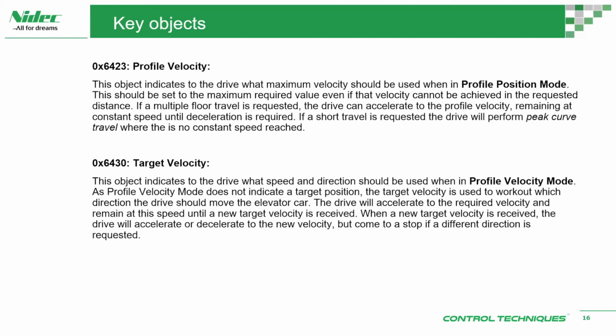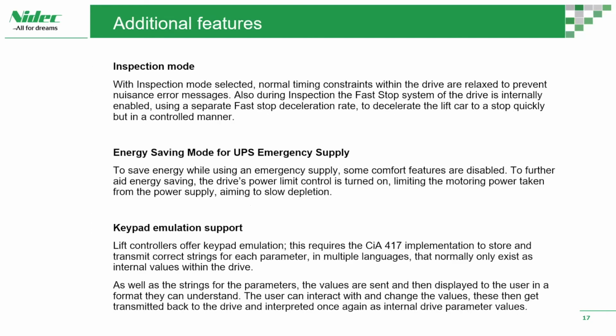Target velocity 6430. This object indicates to the drive what speed and direction should be used when in profile velocity mode. As profile velocity mode does not indicate the target position, the target velocity is used to work out which direction the drive should move the elevator car. So this is signed. The drive will accelerate to the required velocity and remain at this speed until a new target velocity is received. When a new target velocity is received, the drive will accelerate or decelerate to the new velocity, but come to a stop if a different direction is requested, indicated by the signed value.